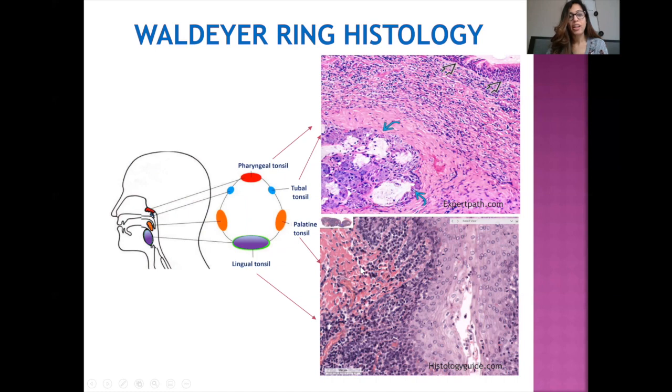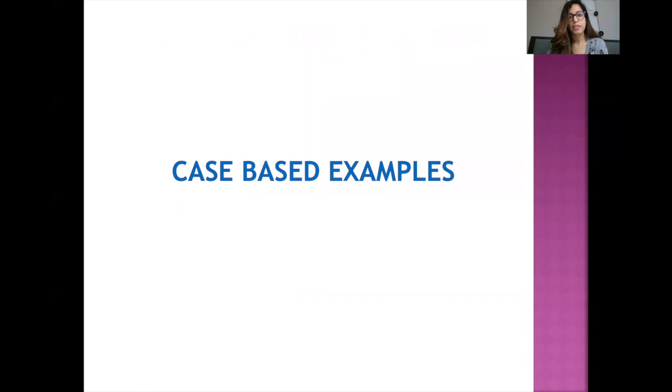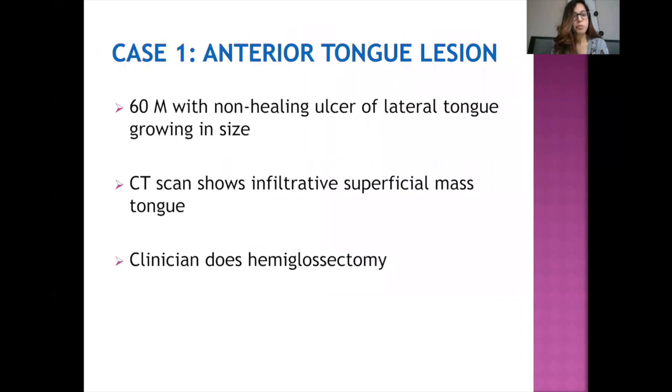So the Waldeyer's ring in total is responsible for, like I said, the incoming antigenic stimulation into the region of the pharynx. So that's why they have a lot of lymphoid aggregates. Okay, so let's move on to some case-based examples.